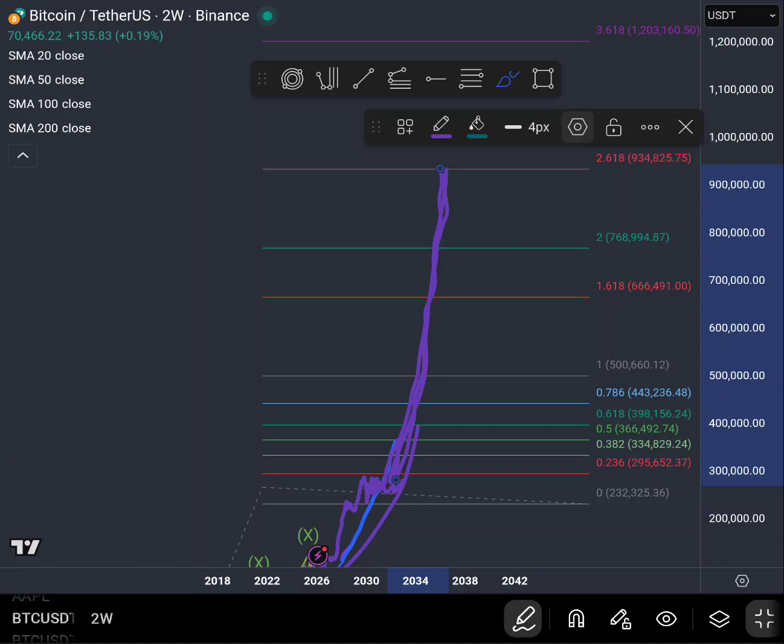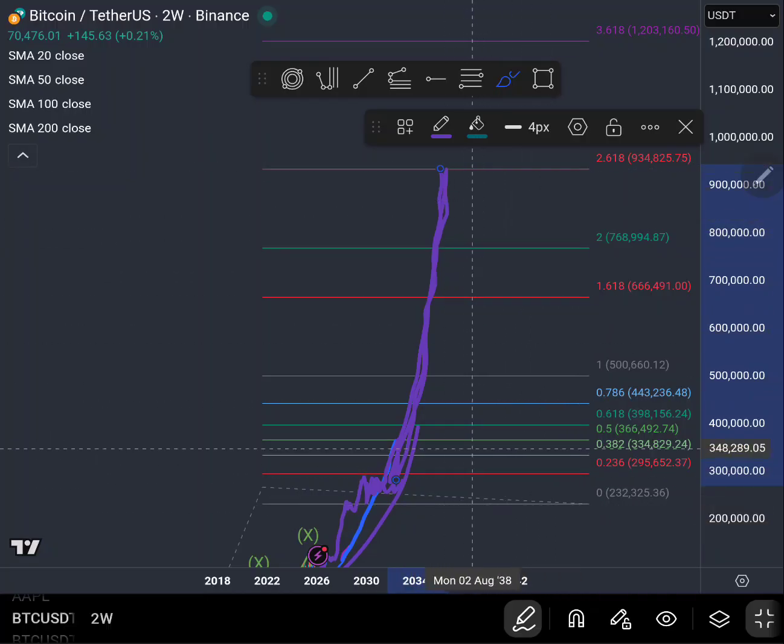A lot of people, when it starts to approach $1 million, are going to think it's getting close to the time to sell, because it's a very significant level, isn't it? And what would happen after that? Well, you'd probably see it come back down.